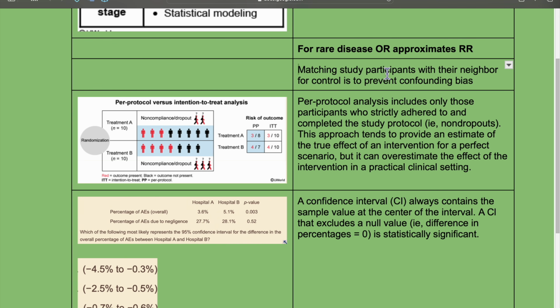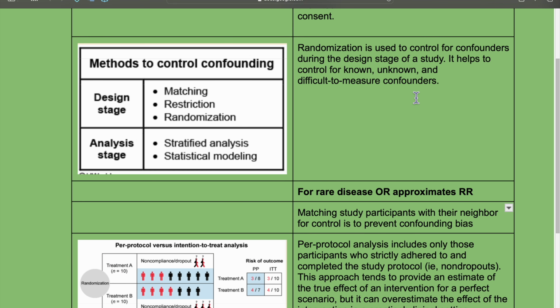Okay, matching study participants with their neighbor for control is to prevent confounding bias. That goes back to this, right? So matching study participants with their, let's just move that over there.